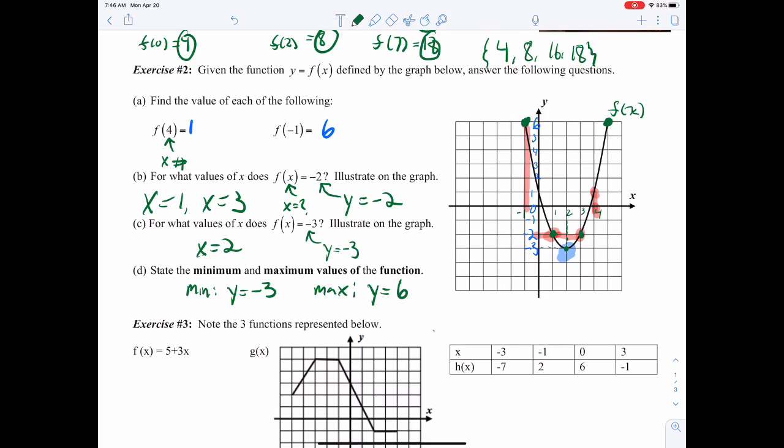Because the y is 6 here. The x might be 5 or -1, but the y is 6. That's what measures up and down.